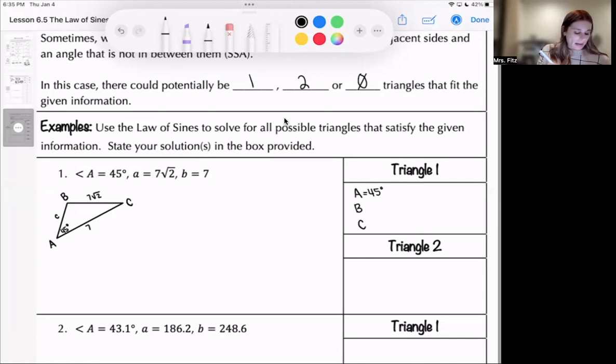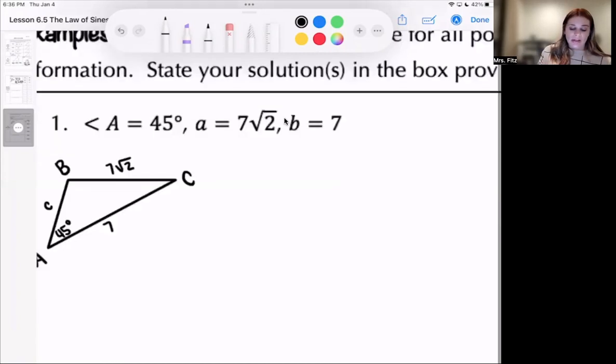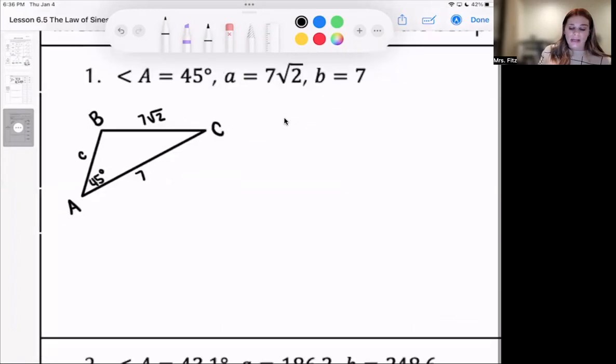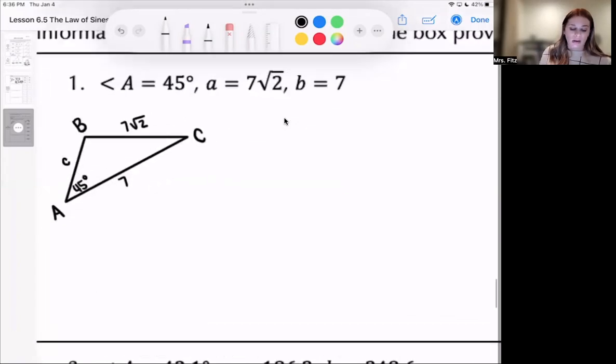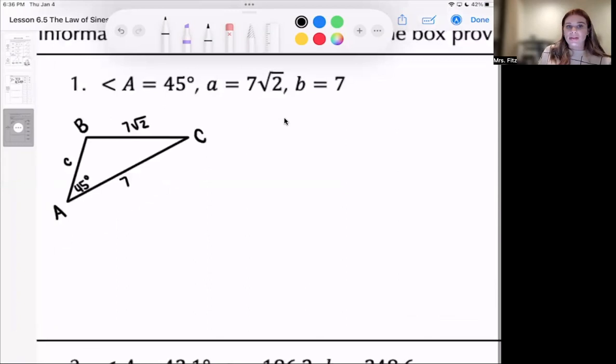Let's see. We have little a equals 7 root 2. Little b is 7, but I don't know little c. And I'm not going to put an equal sign yet because I don't know if I have to round. Okay, let's start this problem. Naturally, you would start trying to set up some ratios in order to solve. Now, there's a little bit of an issue. We can't come up with those extra angles. We only know 1 angle.